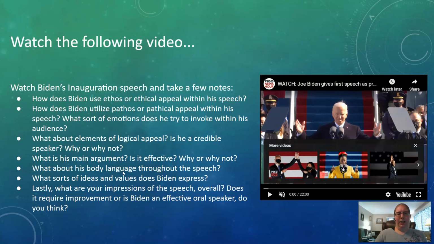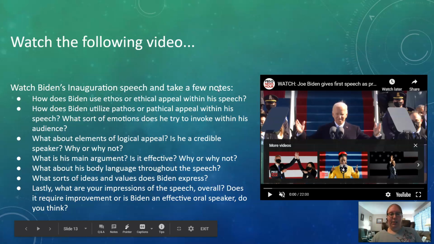What about his body language throughout the speech? What sorts of ideas and values does Biden express? And to that note, he might use some emotional appeal within that as well. So lastly, what are your impressions of the speech overall? Does it require improvement? Or is Biden an effective oral speaker, do you think?